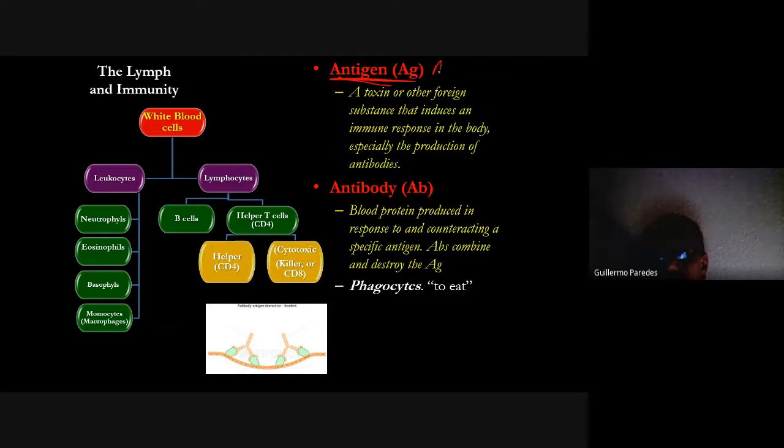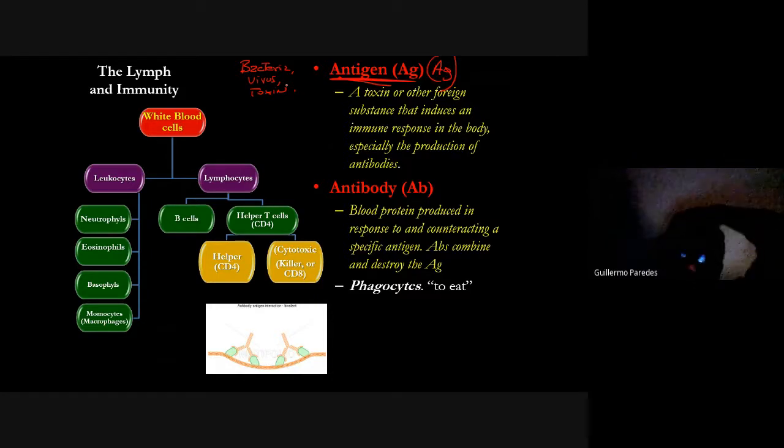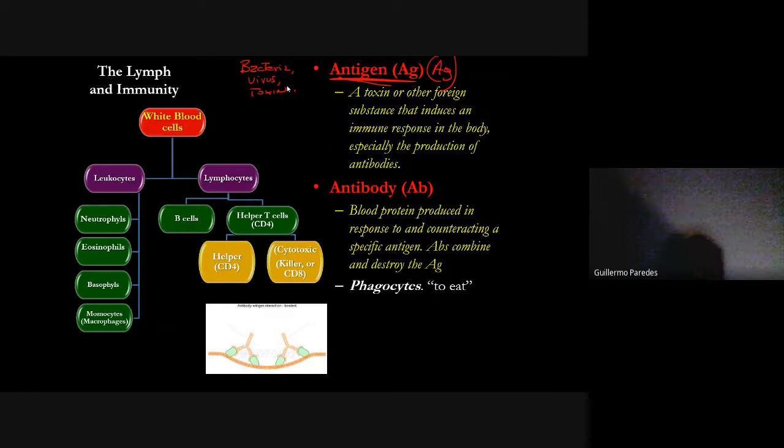Antigen is the AG. Antigen, that's why it's AG. This antigen will be, for example, a bacteria. It could be a virus, a toxin, any foreign body that does not belong to your body. Antigen: bacteria, germs, viruses, fungus, protozoans, right? So everything that does not belong to your body is going to be called an antigen.